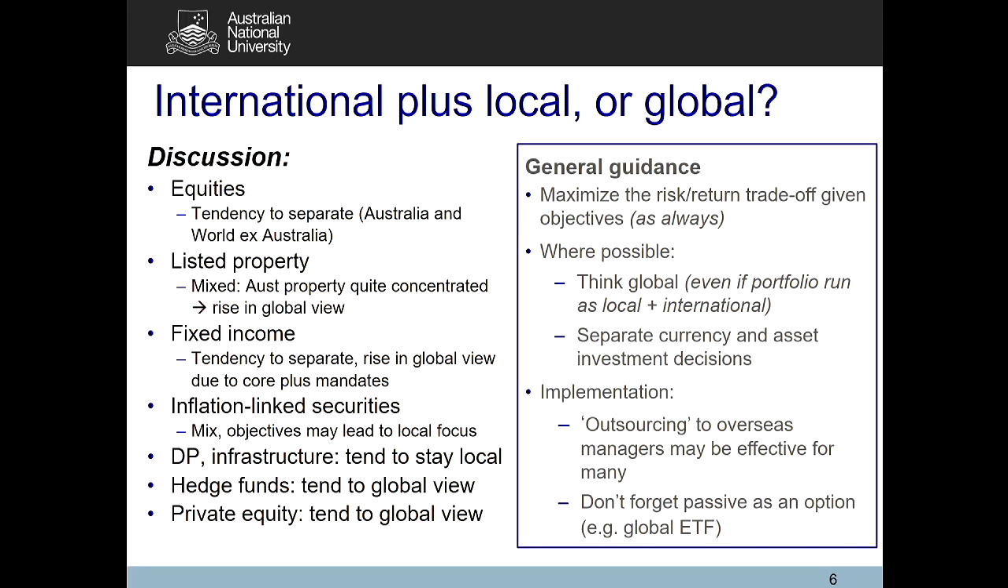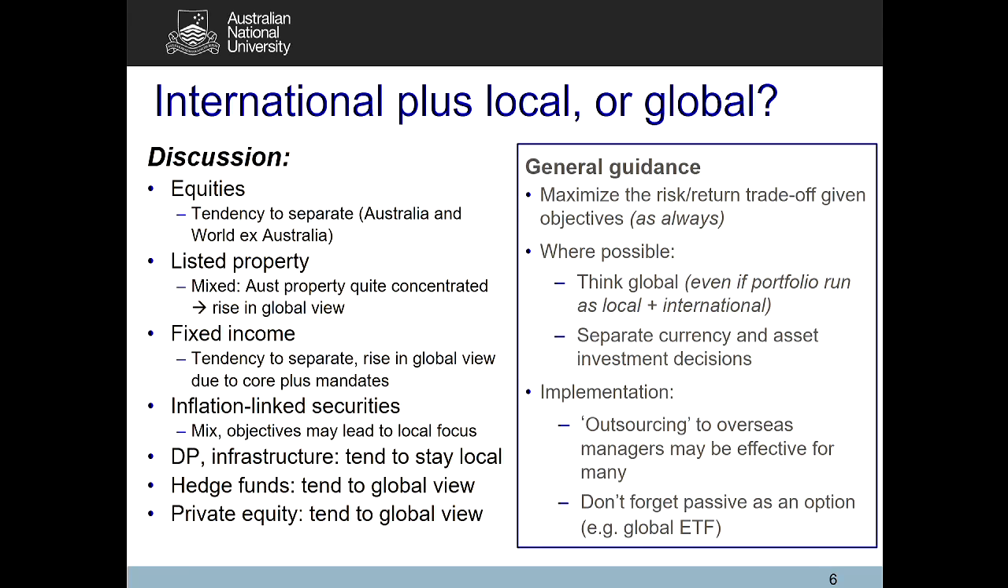Direct property and infrastructure, you tend to stay local, particularly when it's non-core. It's a lot easier to monitor when it's local, and these are real assets, so they give you a local inflation hedge. Hedge funds and private equity, as I said before, there tends to be a global view because there isn't a lot of either asset class based in Australia, so it makes sense to view it together.